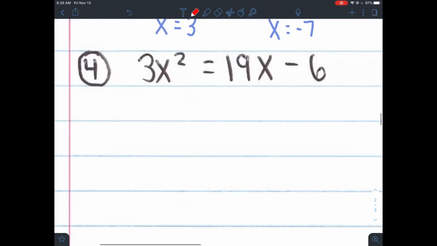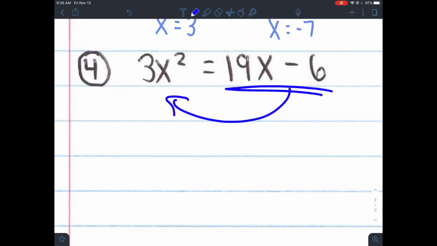So the first thing I'm going to do is ask the question: do I move 3x squared to the right, or do I move both of these to the left? Remember, you want to try to keep your ax squared positive. So remember, ax squared here is 3x squared.